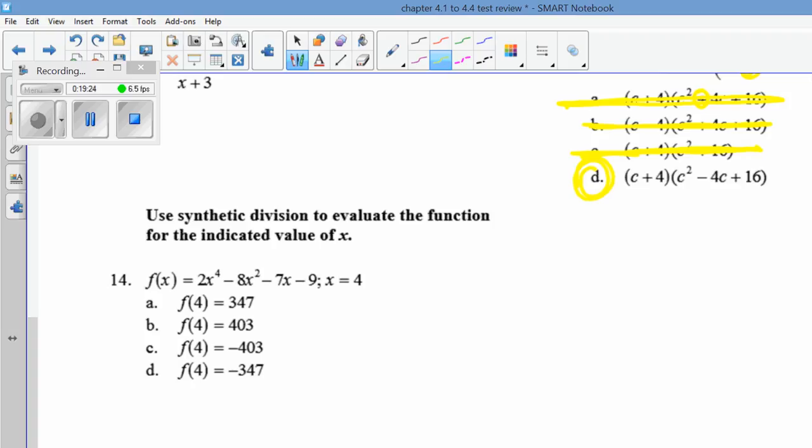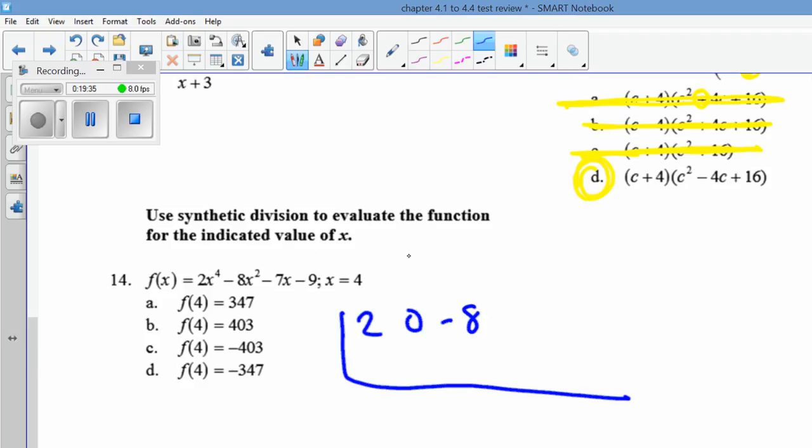Okay, this time they want us to use synthetic division to evaluate. Synthetic division's this thing with placeholders. So a 2, a 0, a negative 8, a negative 7, a negative 9. Use the 4 as it is. Don't do the opposite because the 4 is the solution. It is the x.